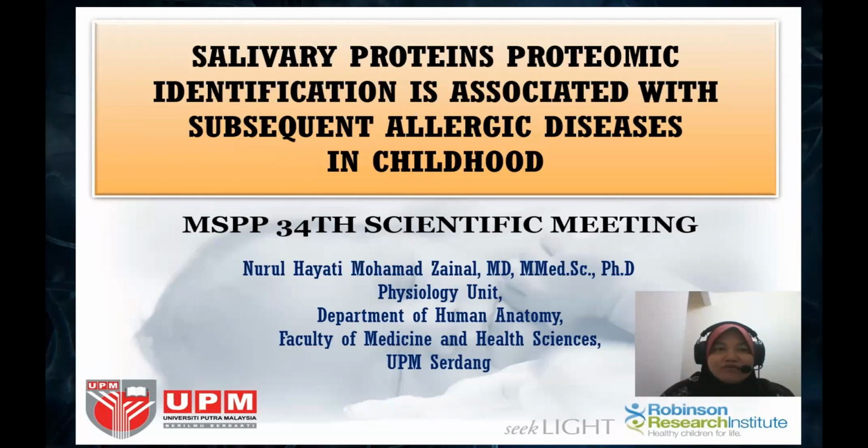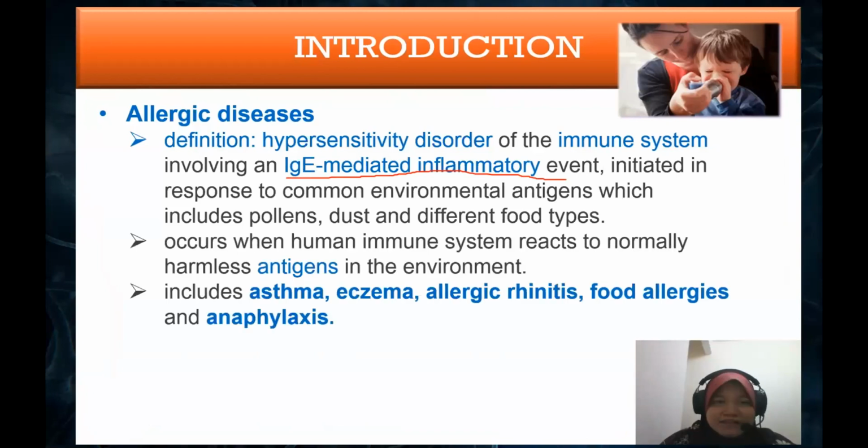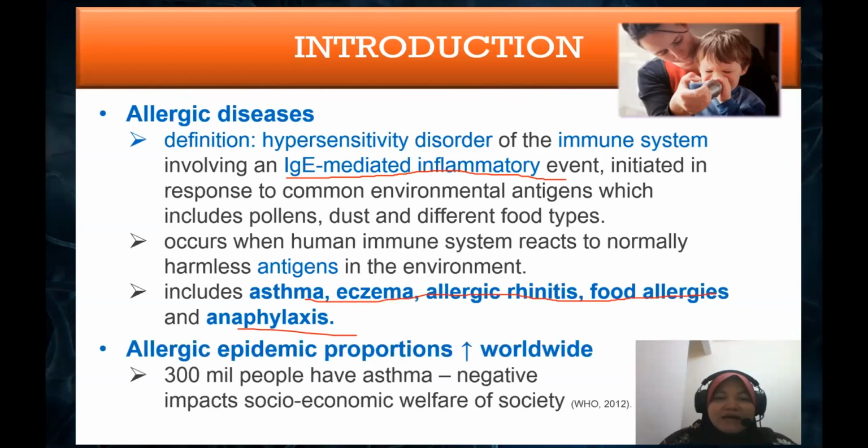This is my presentation outline. Allergic diseases can be defined as hypersensitivity disorder of the immune system involving an IgE-mediated inflammatory event initiated in response to common environmental antigens, which include pollens, dust, and different food types. They occur when the human immune system reacts to normally harmless antigens in the environment. Allergic diseases include asthma, eczema, allergic rhinitis, food allergies, and anaphylaxis. Allergic epidemic proportion has increased worldwide, whereby 300 million people have asthma, and they surely have a negative impact on the social and economic welfare of society.